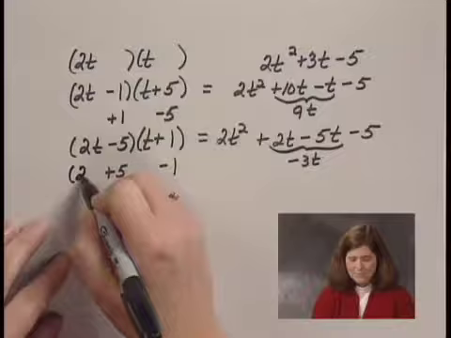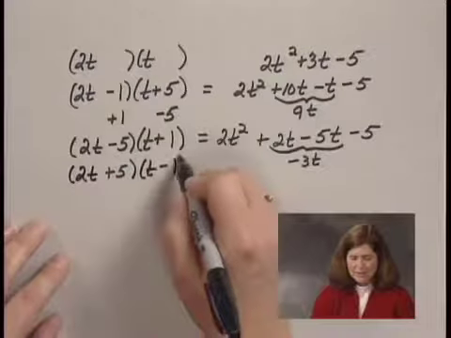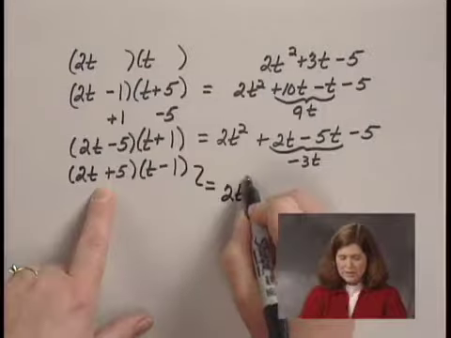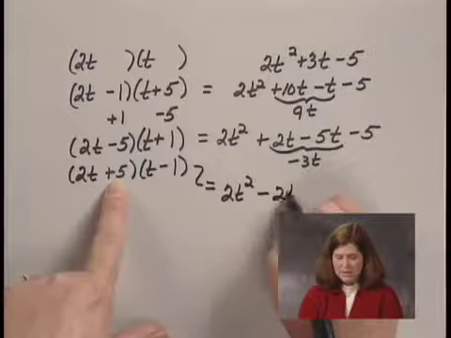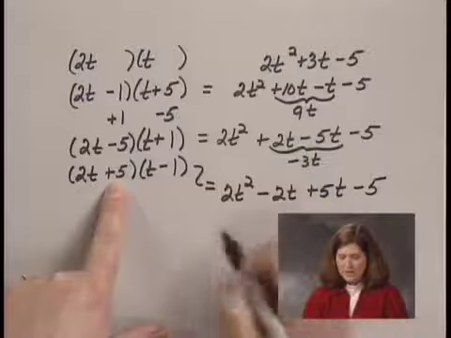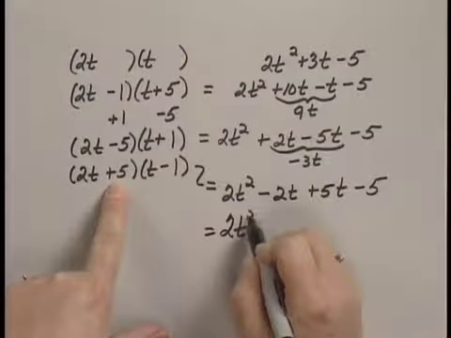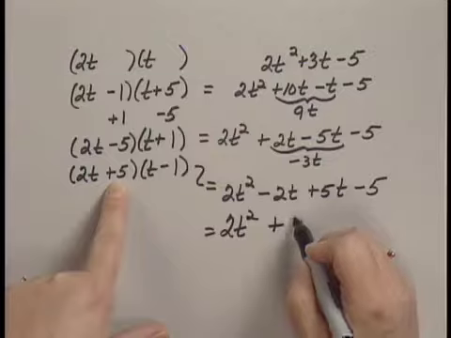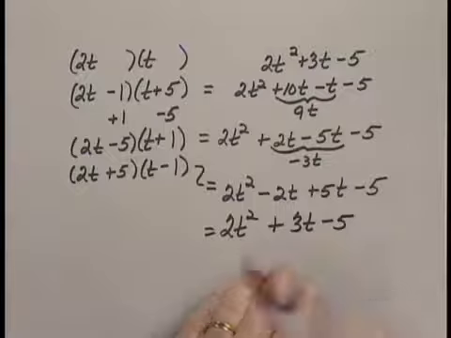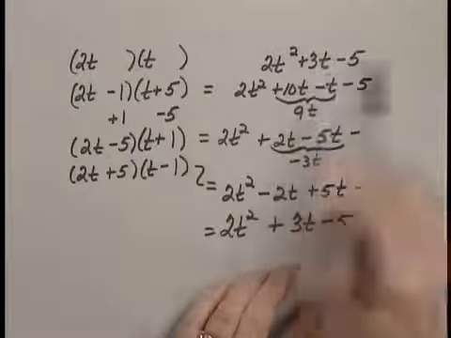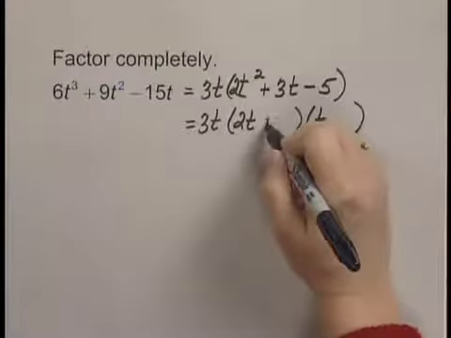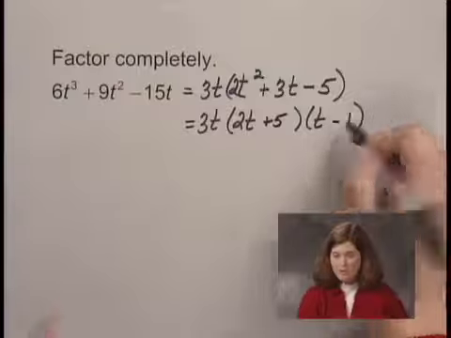Let's check. 2t plus 5 times t minus 1 equals 2t squared minus 2t plus 5t minus 5, which is 2t squared plus, combining these middle terms, 3t minus 5, which is what I'm trying to get. So my factorization of this trinomial is 2t plus 5, t minus 1.